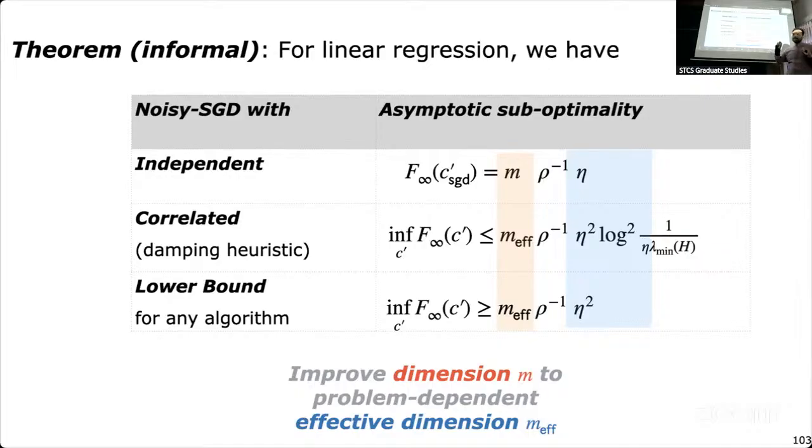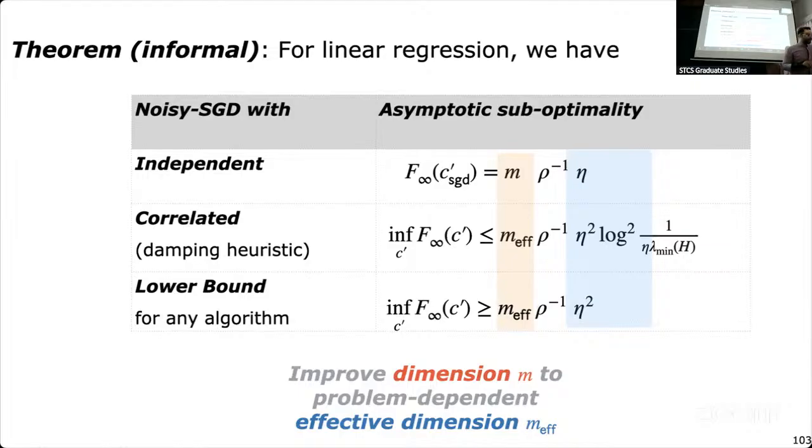If we use a very particular correlated noise, we get an upper bound of an effective dimension. I'll describe in a moment what that effective dimension is. And the eta dependence improves to something like eta square log square 1 over eta times some smallest eigenvalue of the covariance type of term. And any algorithm for any correlation has to get this effective dimension and has to get eta square. So that's the lower bound we show.